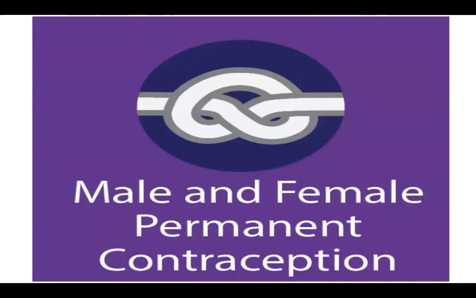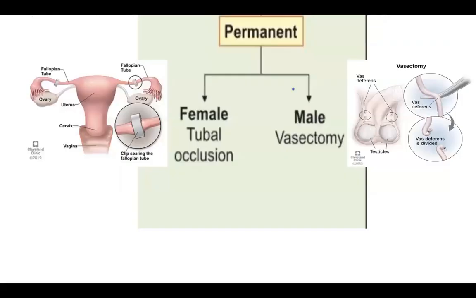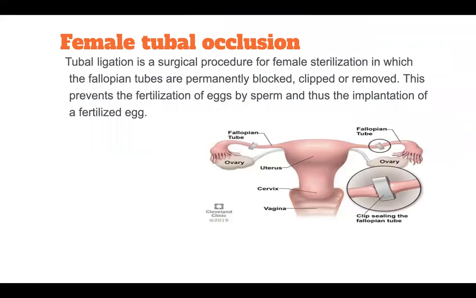Male and female permanent contraception. Permanent contraception, which we already discussed, includes female and male. Female includes tubal occlusion and male is vasectomy. First, we talk about female tubal occlusion.